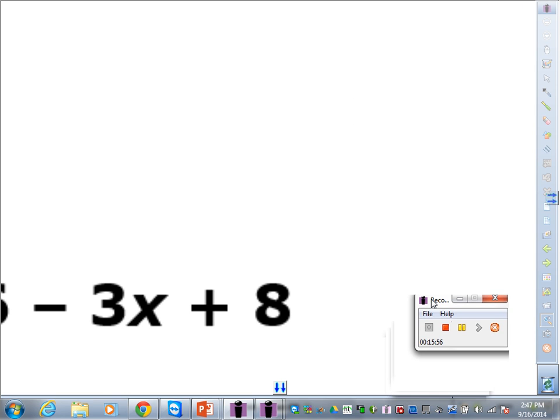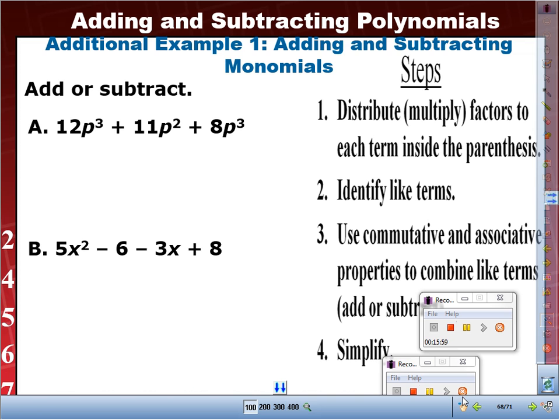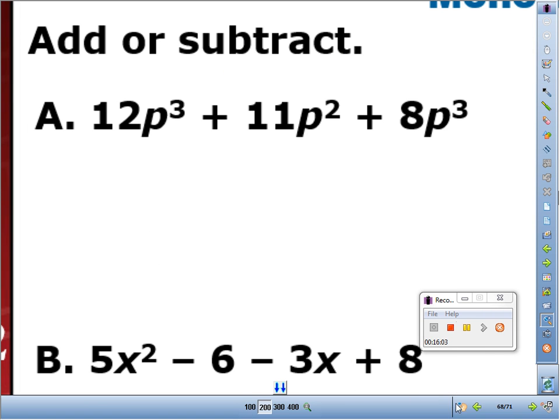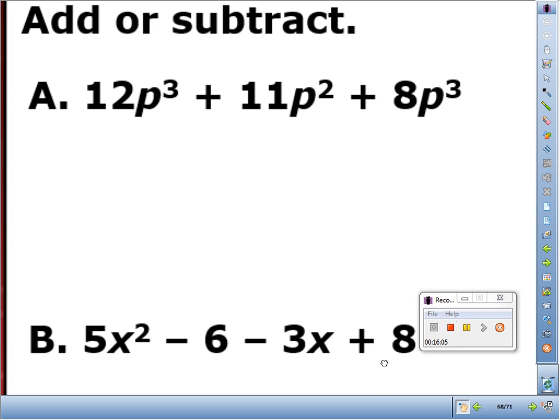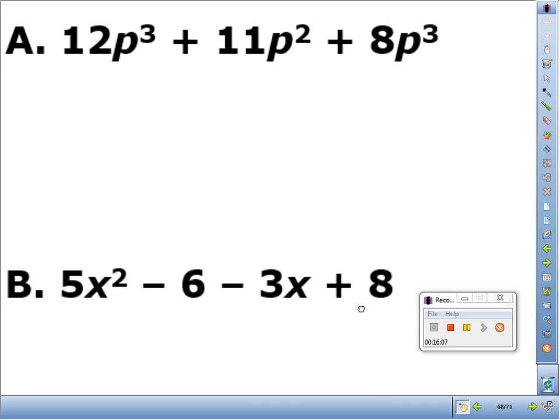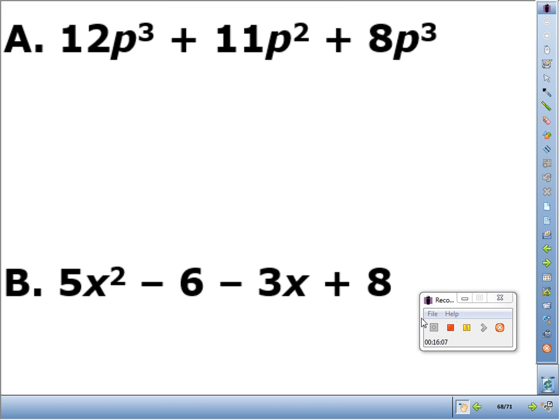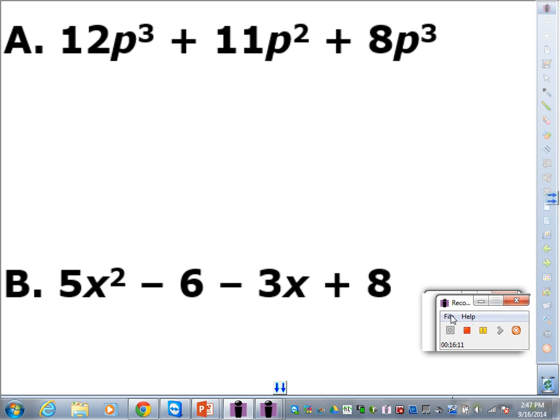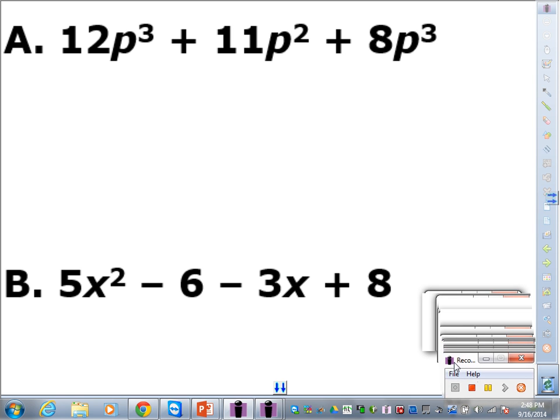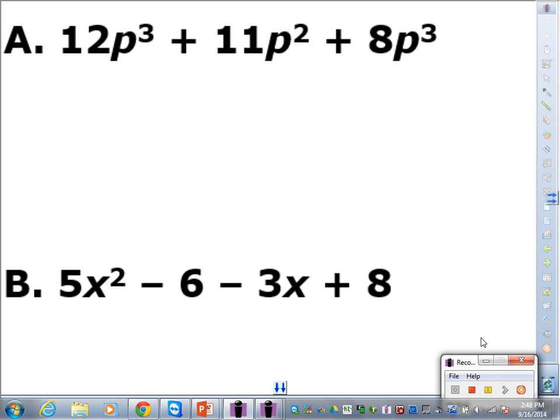Oh, that's too close. Too close? Okay, my bad. Better? Add or subtract, and there's A and there's B. Alright, here it goes.